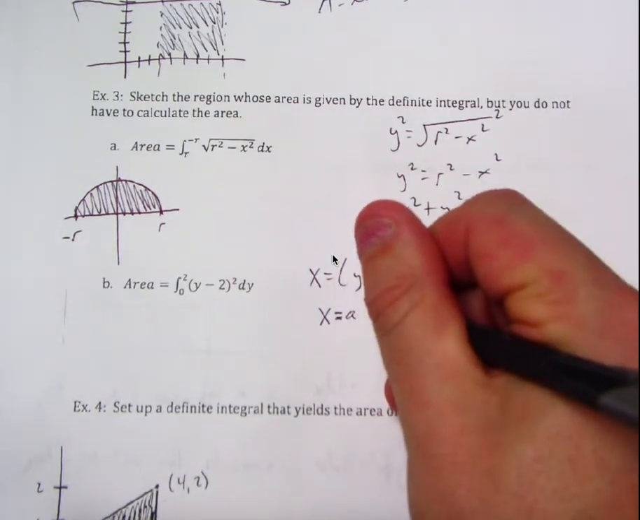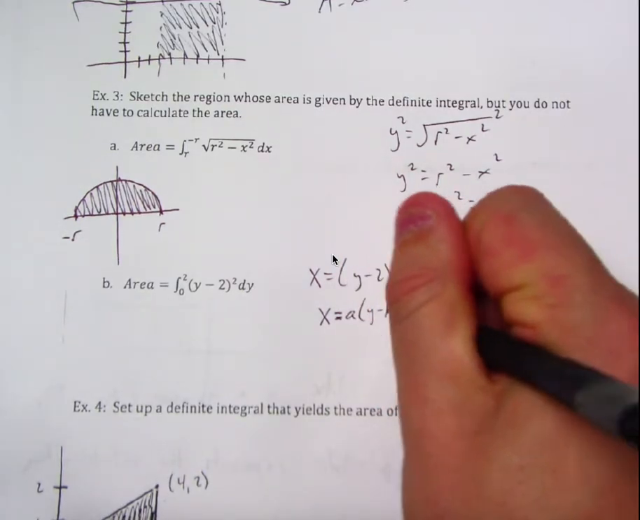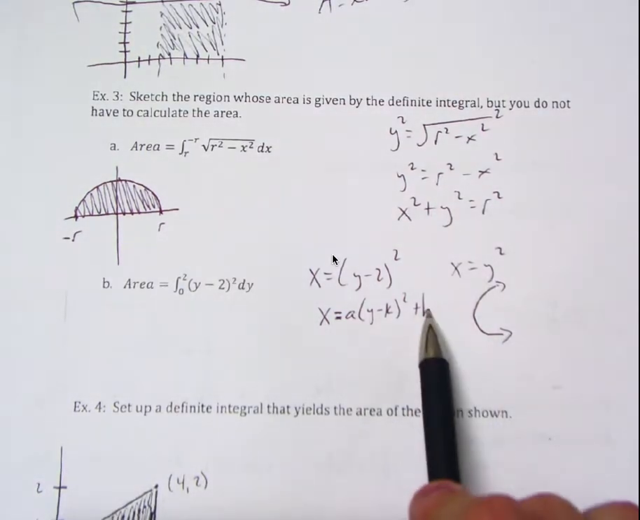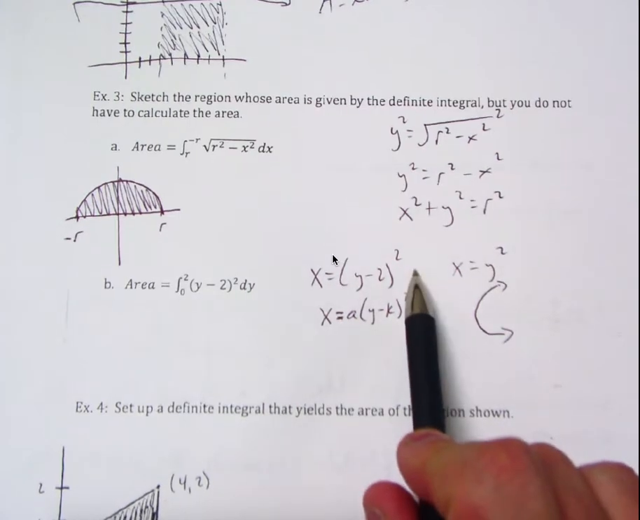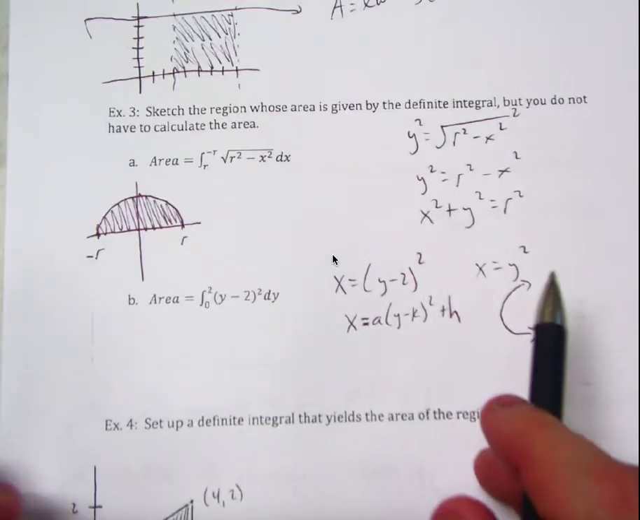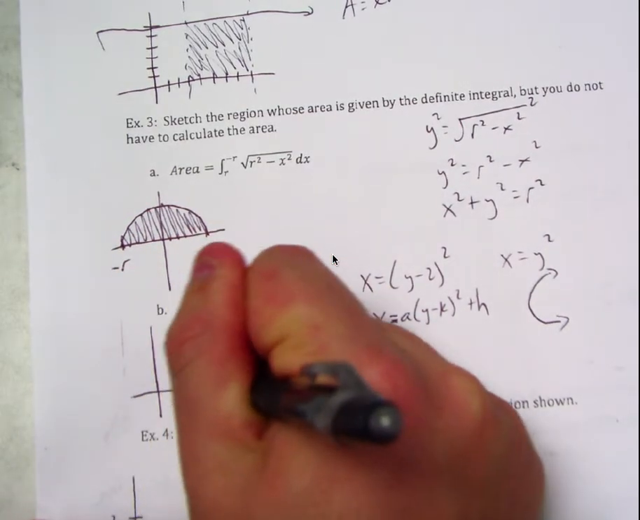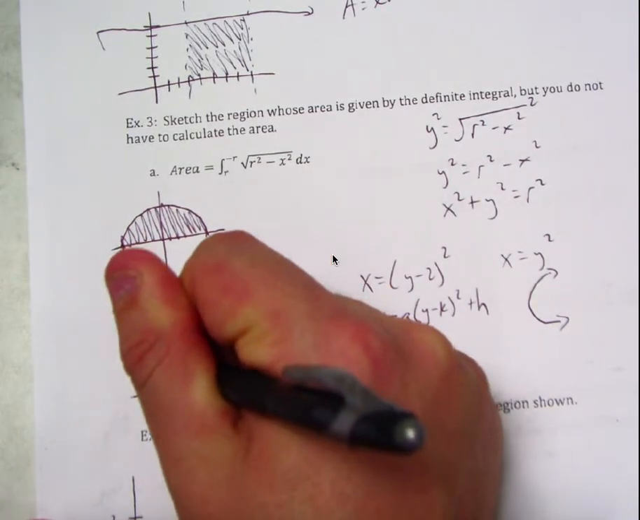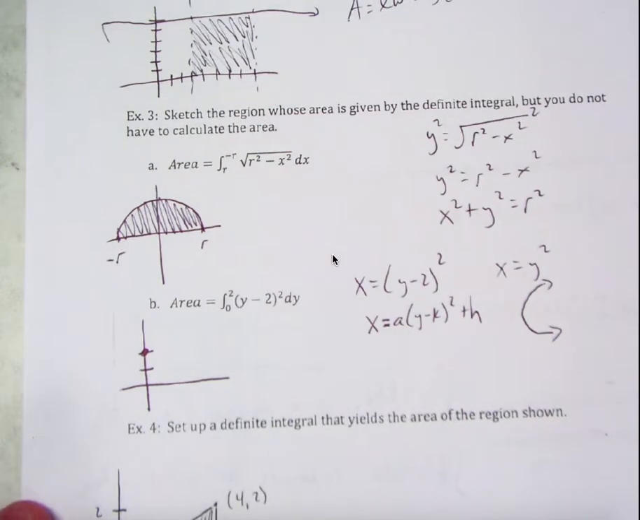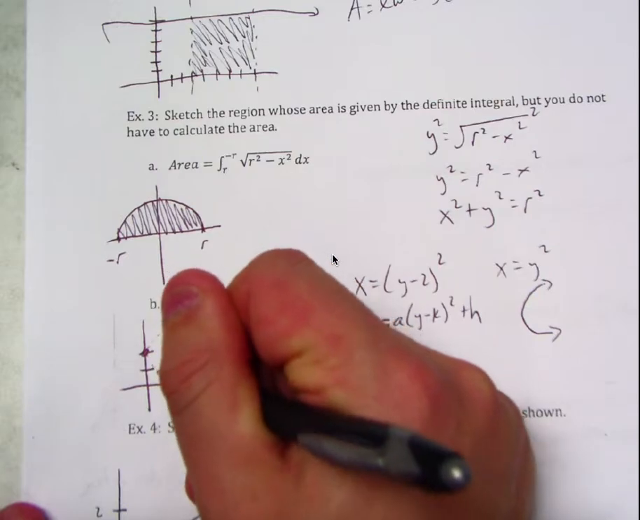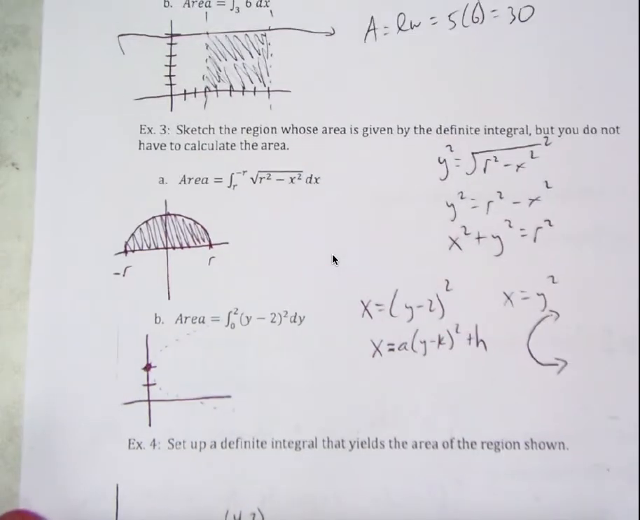So here's the generic sideways parabola formula right here, where h comma k is the vertex. So right here, our h is 0, our k is 2. So our vertex of this would be at 0, 2. And we know the parabola is going to go something like this. Okay, that's what we know for sure.